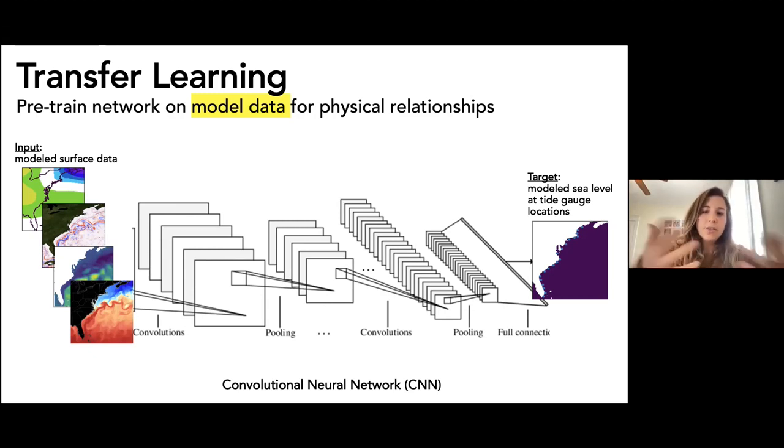So now taking a step back, if we really try to mimic what we were looking at before between the surface data and the tide gauge locations, we can mimic this exact same process using model data. So I'm now looking to use the same surface data, only given from a model, and then predict, so the target data is going to be modeled sea level at those tide gauge locations. So it's going to pretend to be what the observations are acting like.